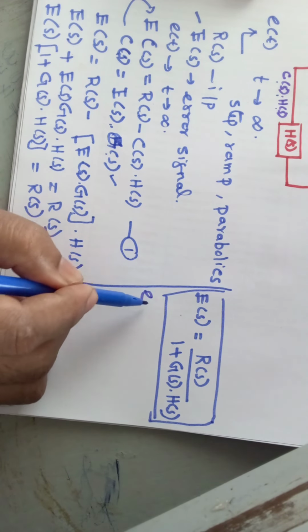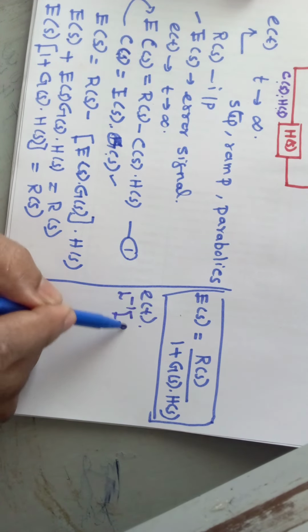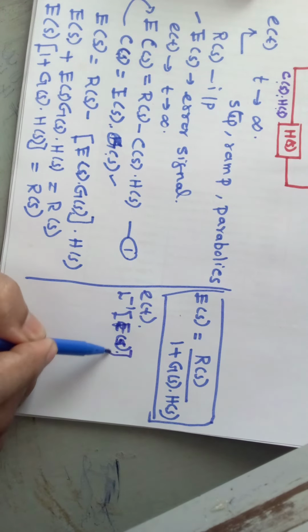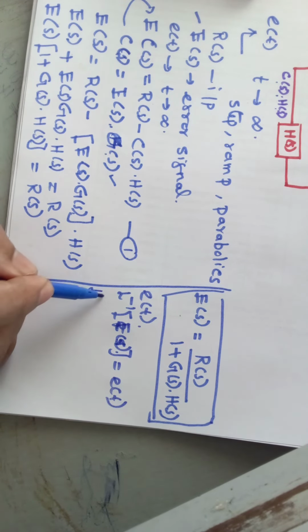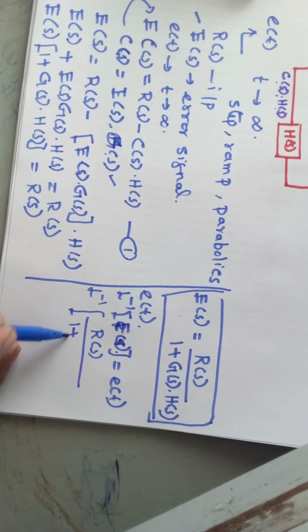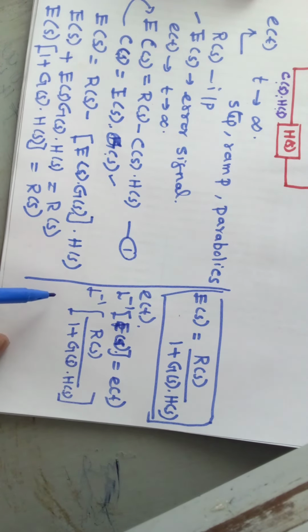So now, your error signal is nothing but e(t). Therefore, once you take the Laplace inverse of E(s), you will get e(t). That is nothing but the Laplace inverse of R(s) divided by 1 plus G(s) into H(s). Now the steady state error, we can represent as e suffix ss, ess. So this represents your steady state error.